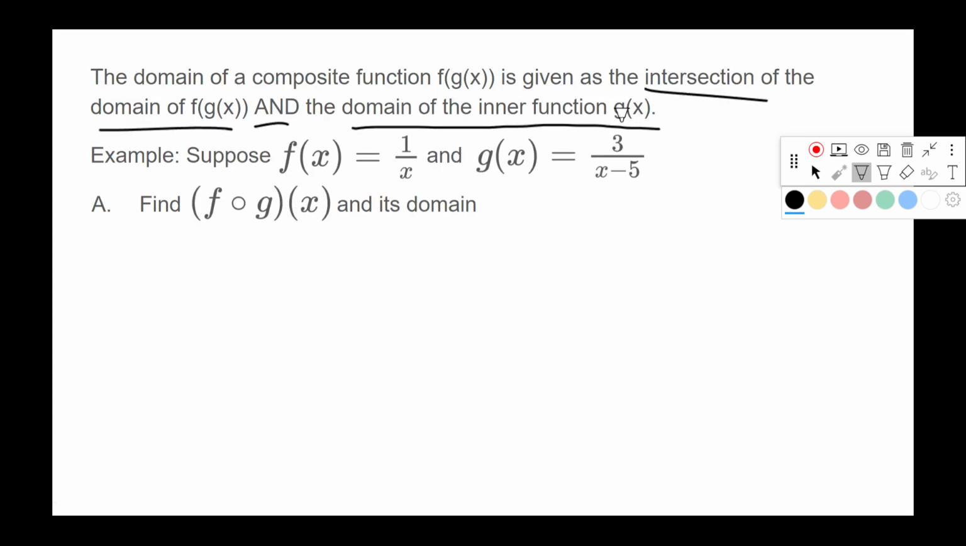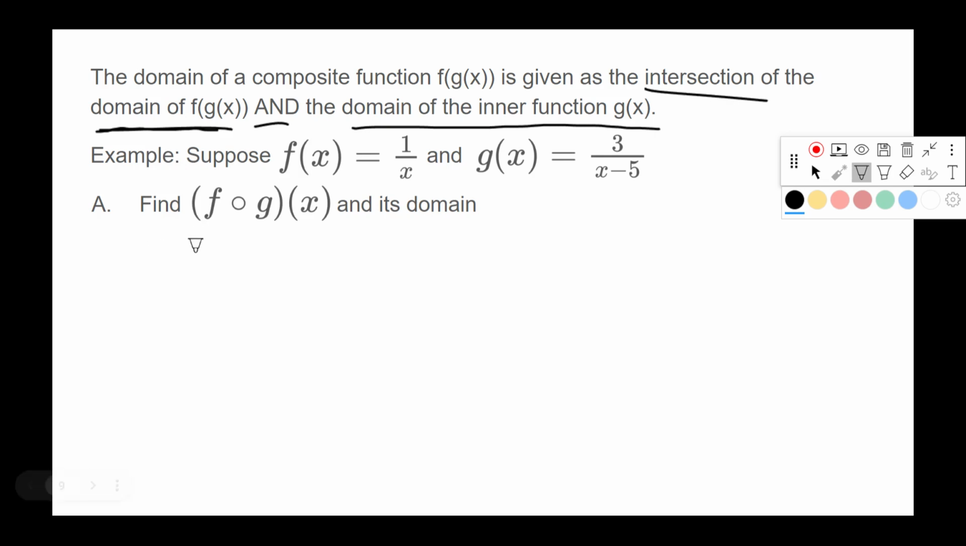So the domain of the inside function is just as important. If you can't take the number and plug it into the inside function, you'll never make it to the outside function. So for the domain of the entire f of g of x and the domain of the inner function, the values must work in both of them for it to be a member of the domain of the composite function. So I'm going to show you what I mean here.